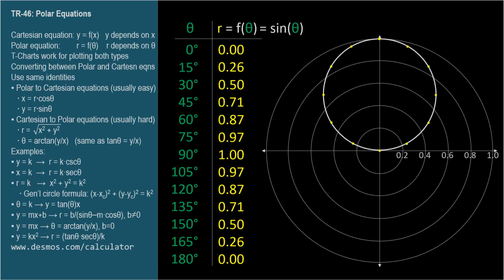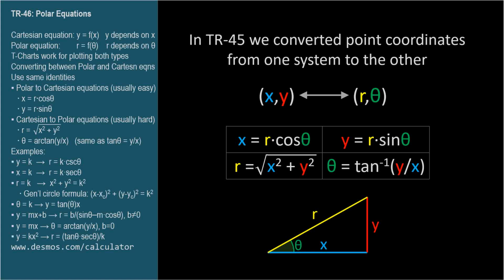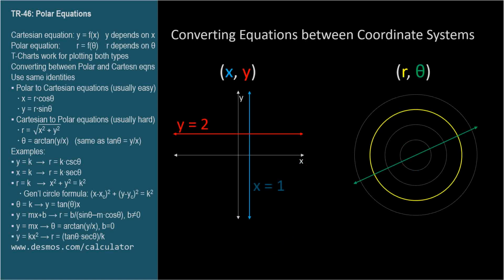In the last video, we learned how to convert point coordinates from one system to the other. Another skill we're expected to learn in trig class is to convert equations from one system to the other. We'll need these same identities that you can either memorize or derive quickly from the diagram. We'll start with the four simplest equations we've already mentioned.